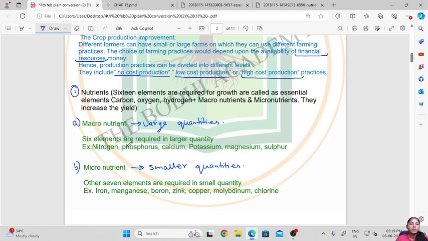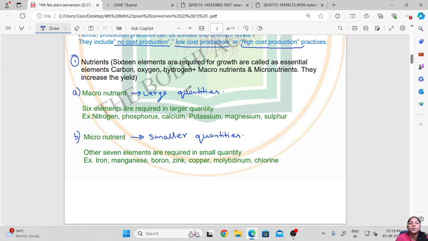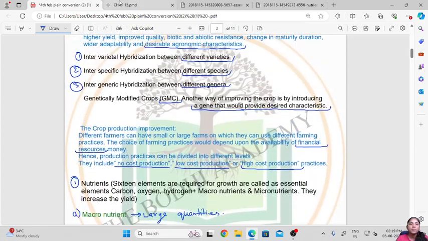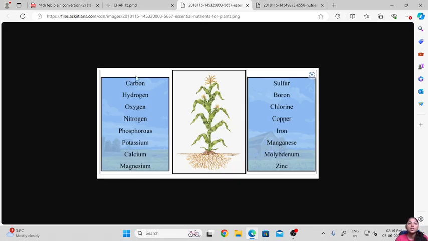So the examples of macronutrients are nitrogen, phosphorus, calcium, potassium, magnesium and sulfur. And micronutrients which are required by plants are iron, manganese, boron, zinc, copper, molybdenum and chlorine. Now see here in this picture, these are the macronutrients required by the plants, whereas these are the micronutrients which are essential for the plants.